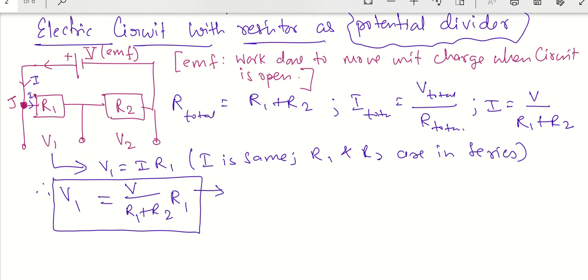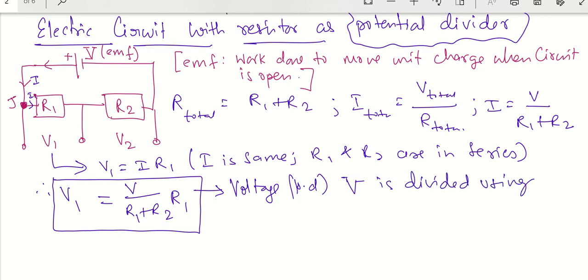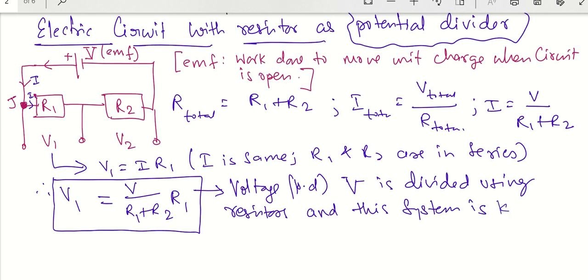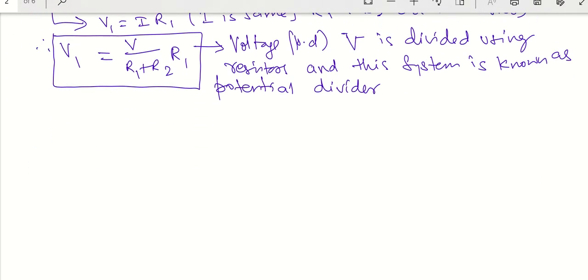So the full voltage, the potential difference V, is divided using resistors, and this system that we have created is known as a potential divider. I will draw a different diagram of this a little later. Potential divider.